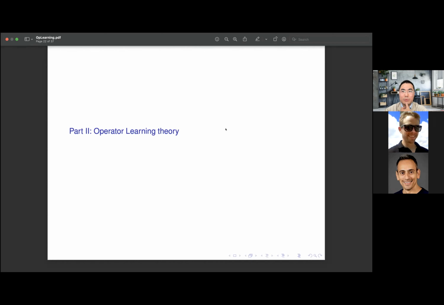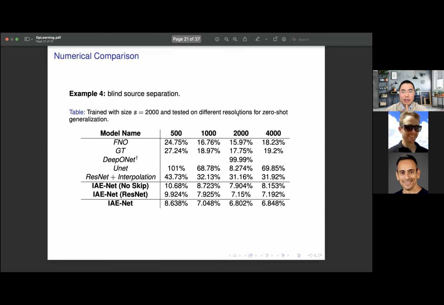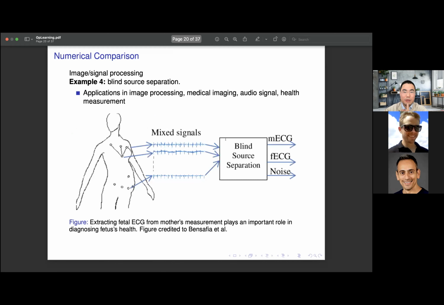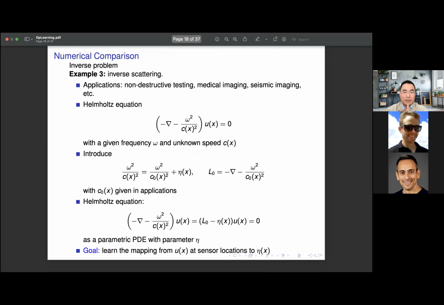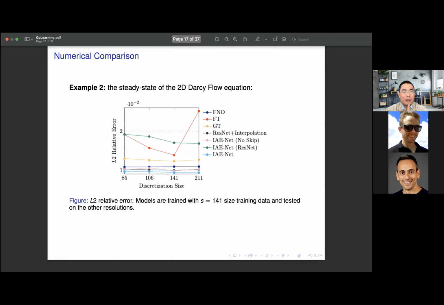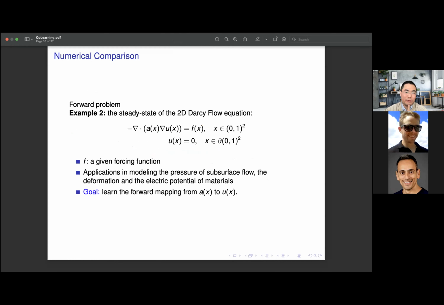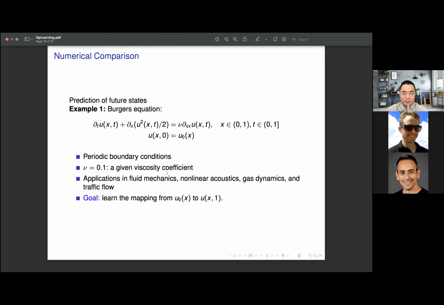In our theoretical results, we can clearly see that the dimension of the signal matters. If we have larger dimension, then the accuracy will become poor. And in all the numerical example we have tested, we have low dimensional signal. For example, in this example, we have a one-dimensional signal. In this example, we have two-dimensional. In this example, we have two, and in this example, we have one.